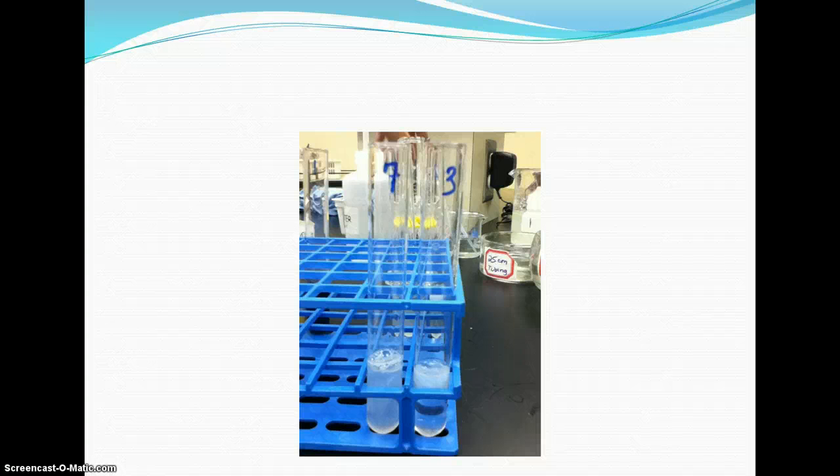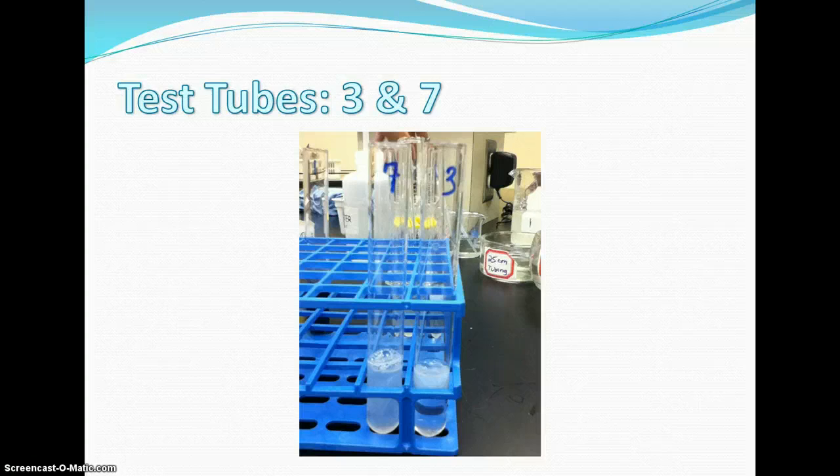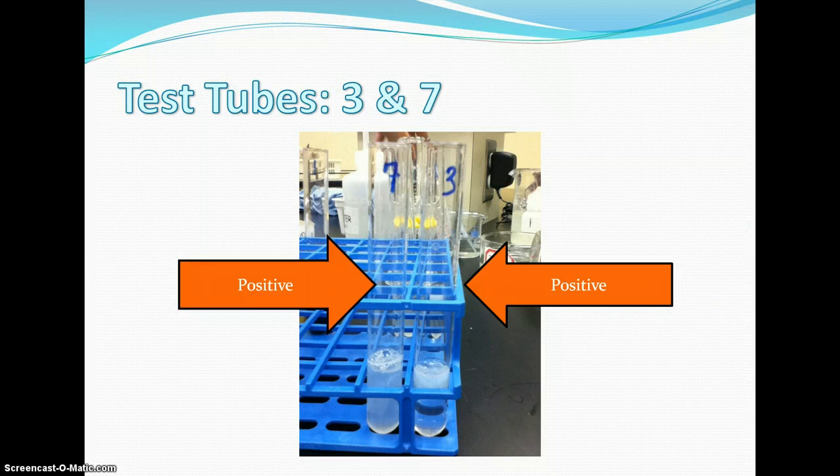Now it's time to compare test tubes 3 and 7. They were tested with silver nitrate to detect chloride ions, and if a milky white precipitate, which is silver chloride, formed, then there was a positive test. And this shows that both of the test tubes, and therefore both the bag and beaker, yielded positive results for the chloride ions.